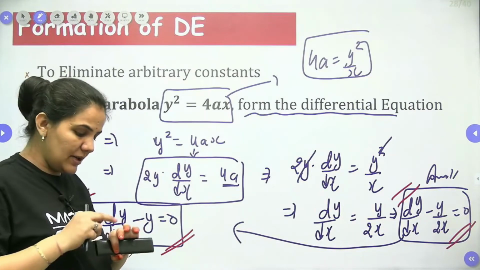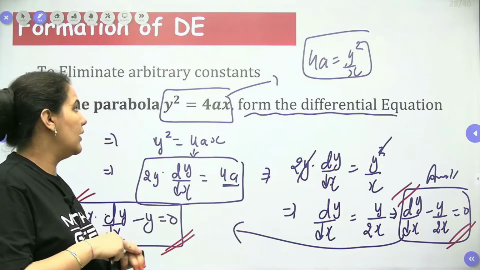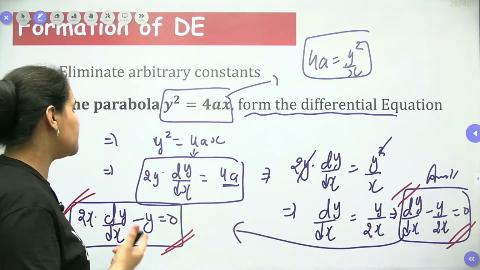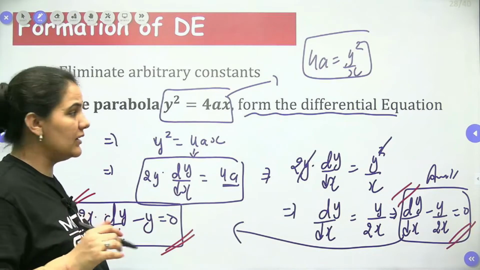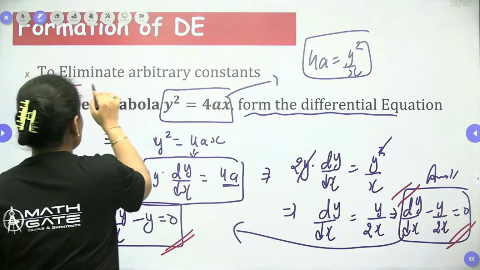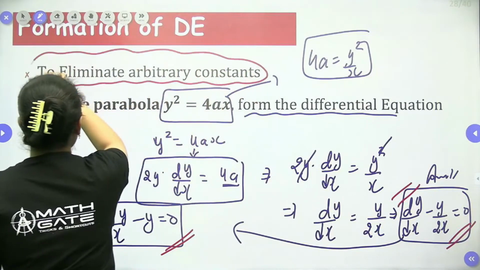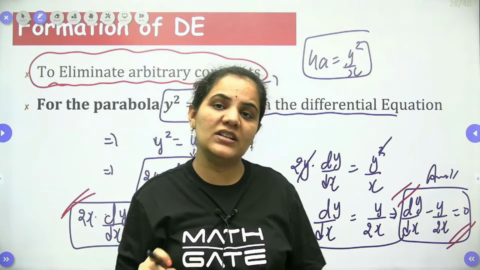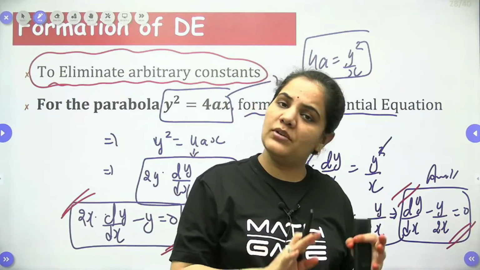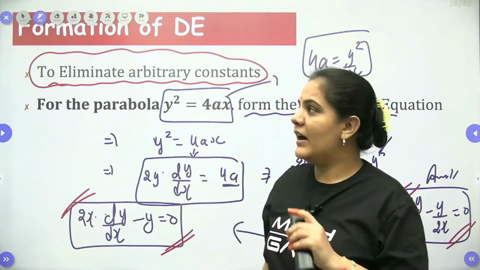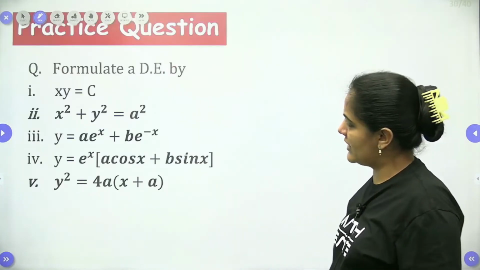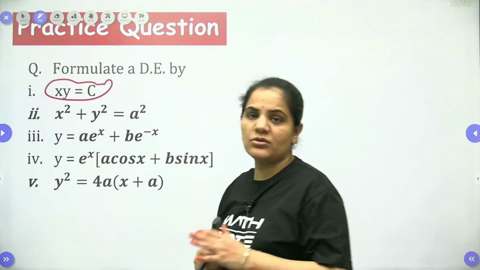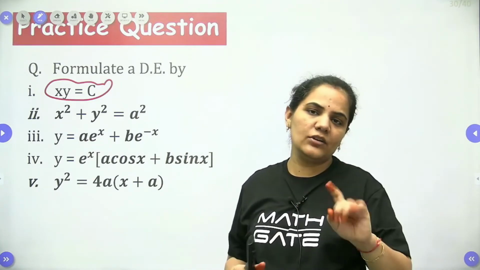So now I think you are getting my point, how to approach or how to formulate a differential equation. With the help of the given equation, we have to focus on one thing: we have to eliminate the arbitrary constant. The number of arbitrary constants gives you the indication of how many times you have to differentiate the equation. I will show you more examples. So let's start with the first one. I will show you these 5 examples so that it will definitely be clear in your mind.